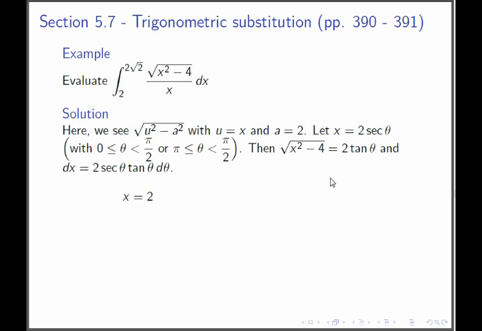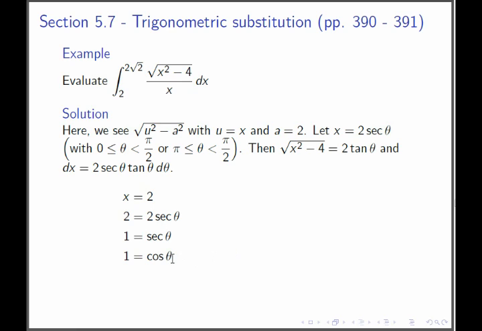Okay, now we're ready to try to change the limits of integration. The first limit is x equals 2. Well, then what value of theta corresponds to x equals 2? Well, we're just going to plug in x equals 2 to our substitution equation. So x equals 2 secant theta becomes 2 equals 2 secant theta. Alright, and we're solving for theta, keeping in mind that theta lies in this range or in this range. So let's divide by 2, and then invert both sides. 1 over 1 is just 1.